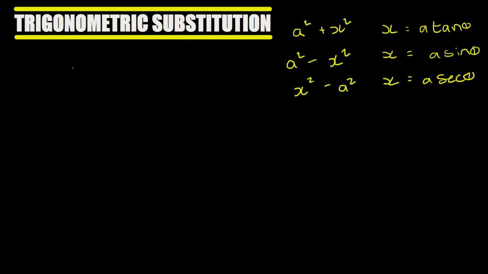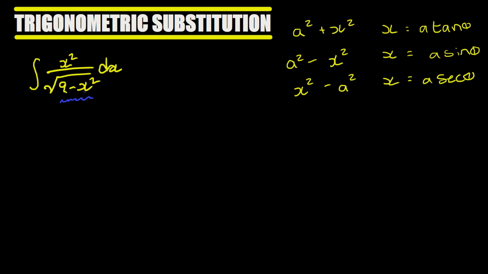Let's try a new example where we want to find the antiderivative of x squared over the root of 9 minus x squared with respect to x. And for this example, we can see that in the denominator, where we have 9 minus x squared, it resembles our second equation where we have a squared minus x squared. We can then see that our a is equal to 3, and then we can let our x be 3 multiplied by sine theta.